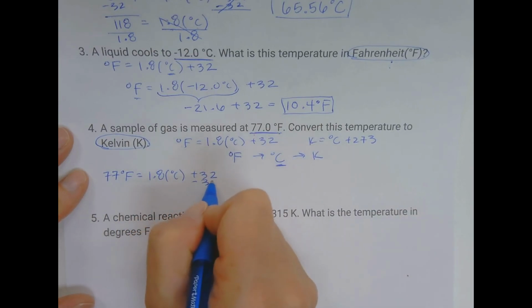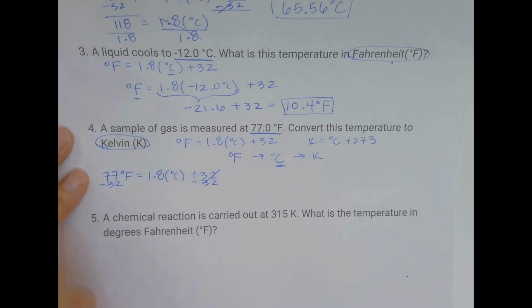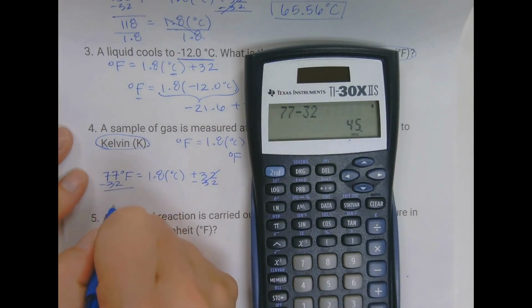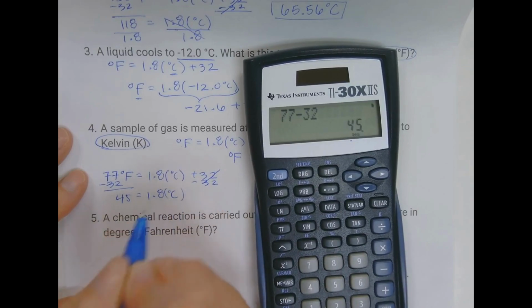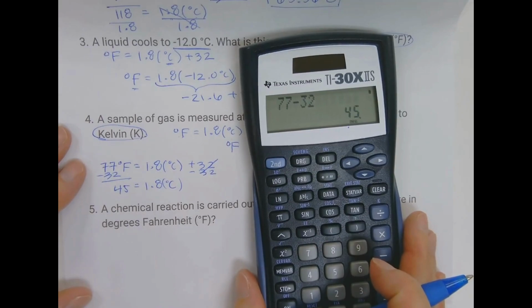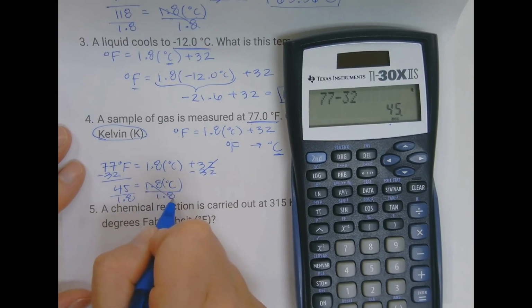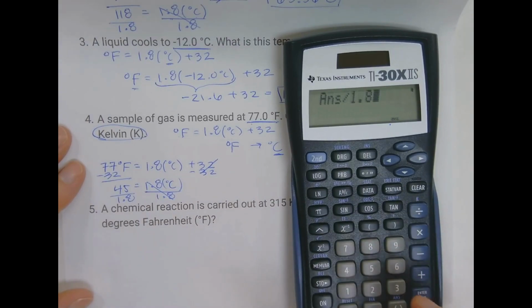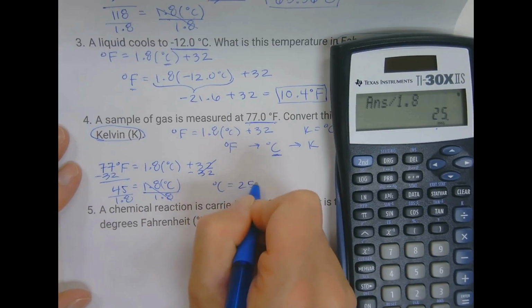So I'm going to subtract 32 from both sides so I can get degrees Celsius on its own. So 77 minus 32 is 45. So 45 equals 1.8 times degrees Celsius. To get degrees Celsius by itself, I'm going to divide both sides by 1.8. Those cancel, so I'm going to take 45 divided by 1.8, and it gives me 25. So our degrees Celsius is 25, okay?